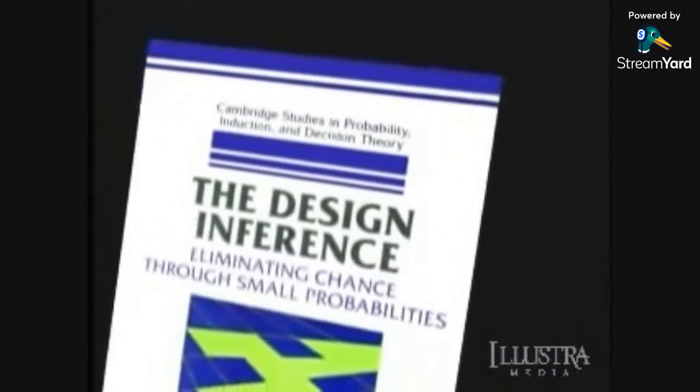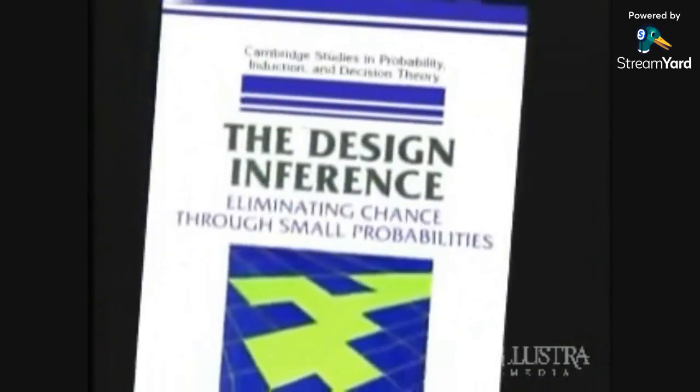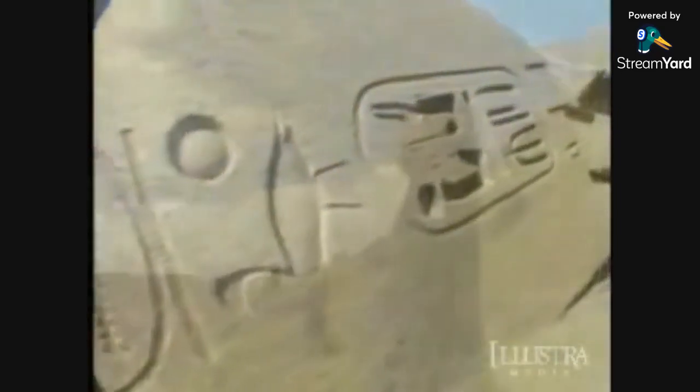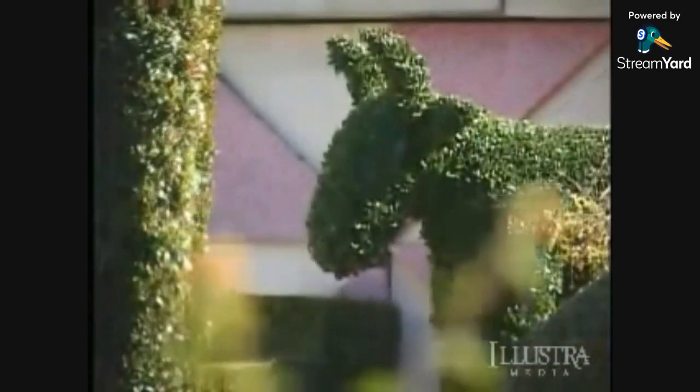Recently, in a book titled The Design Inference, mathematician William Dembski has made an important breakthrough in understanding design reasoning. Dembski has identified the specific features of artifacts that cause us to recognize prior intelligent activity.